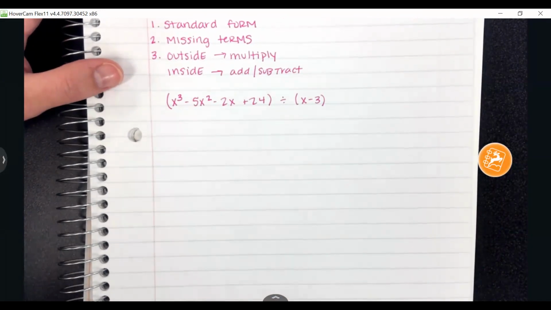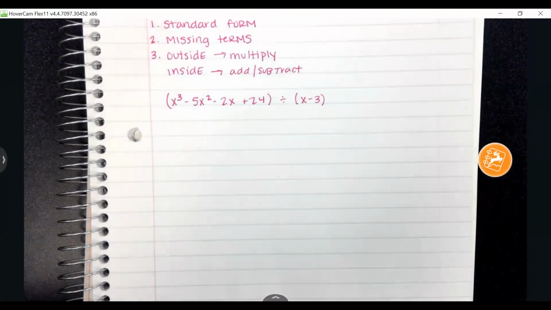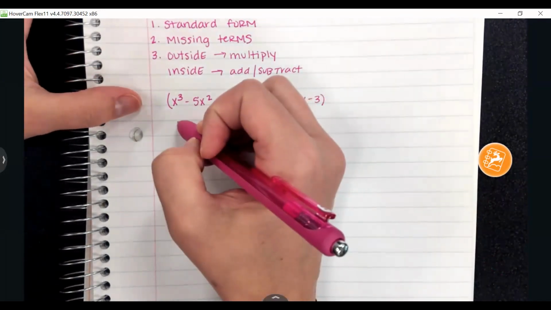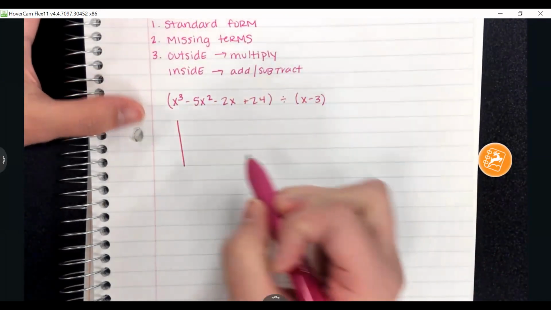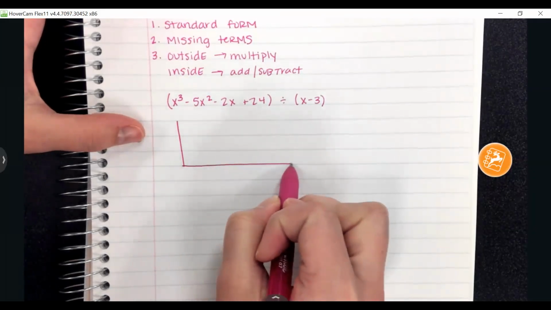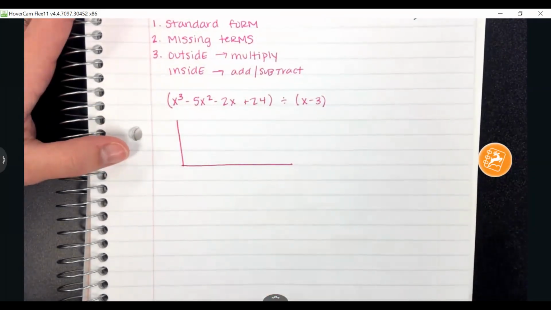So watch me. What we're going to do is we're going to make an L instead of a division house, and you need at least 3 lines. So when I make my L, I need 3 lines, and it's going to look like this. So kind of like an upside down division house.